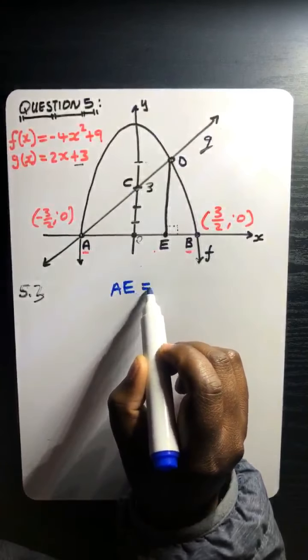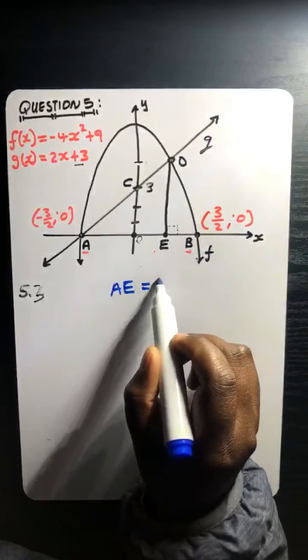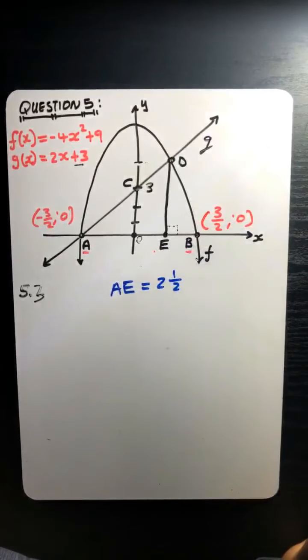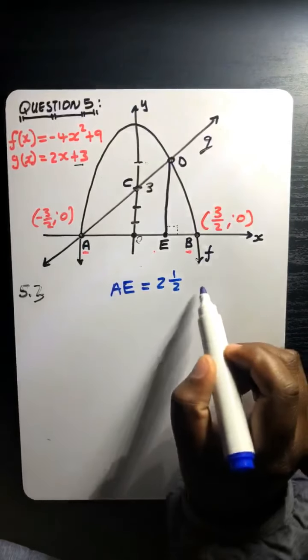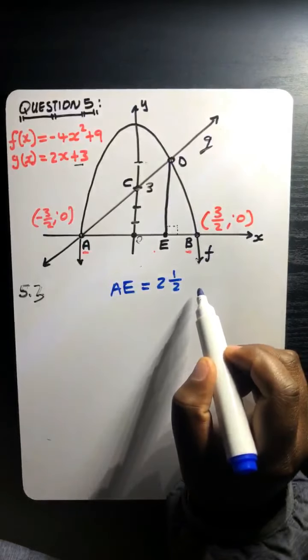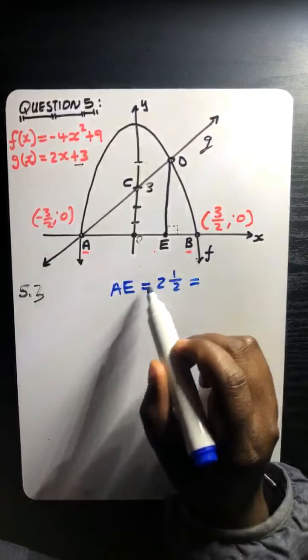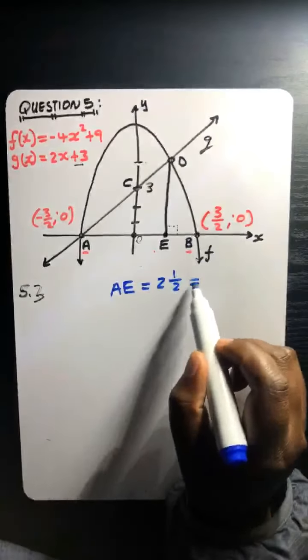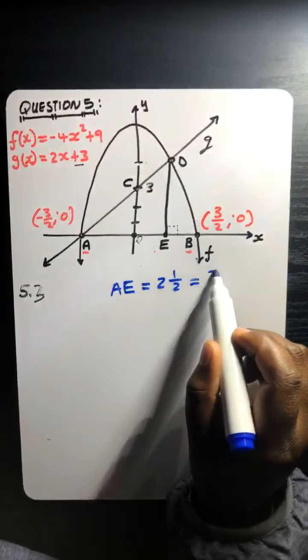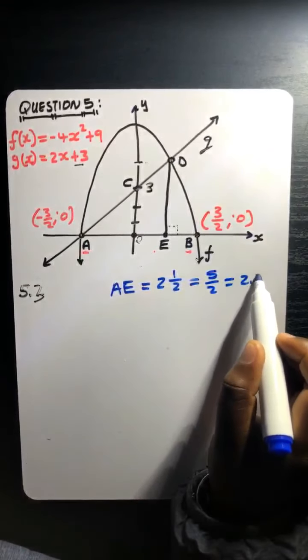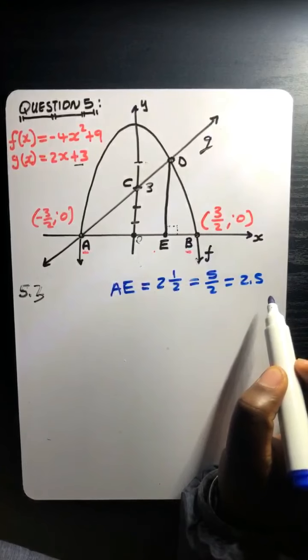This is an interesting one. If AE is equal to 2 and a half, this is what you said, Lerato, isn't it? Yes. And remember, guys, 2 and a half, you can just punch it on a calculator. I think you're going to get 5 over 2. In the form of a decimal, it's actually 2 and a half.